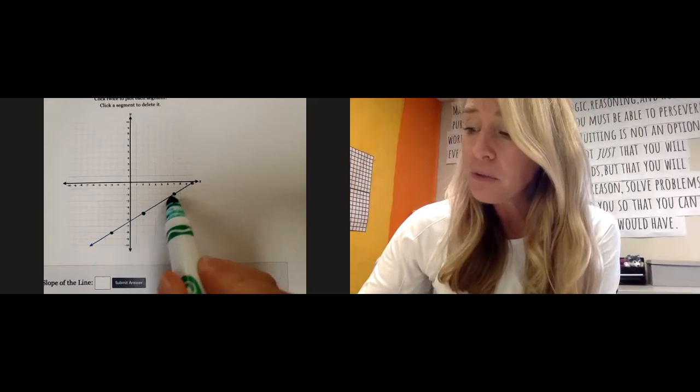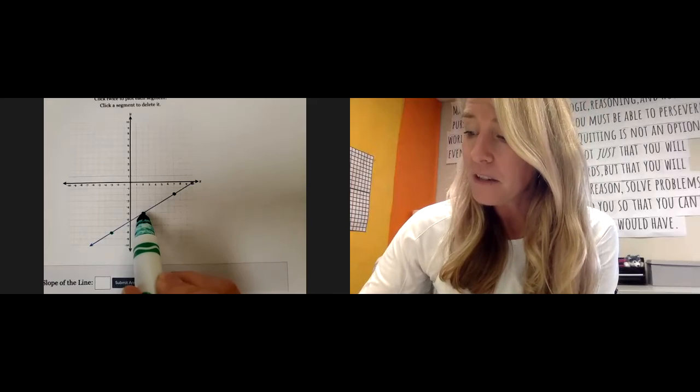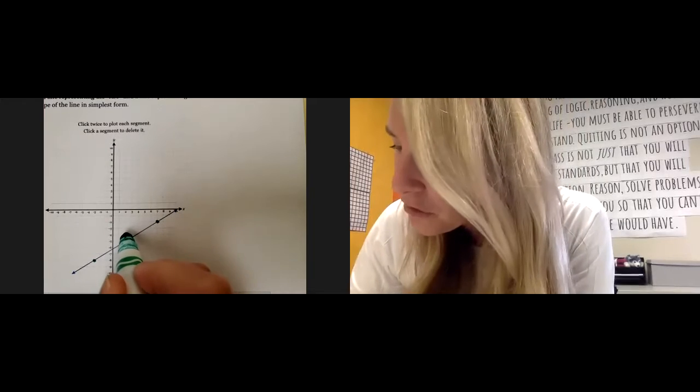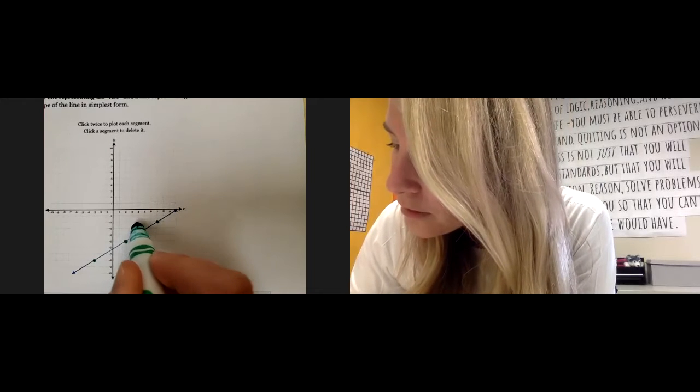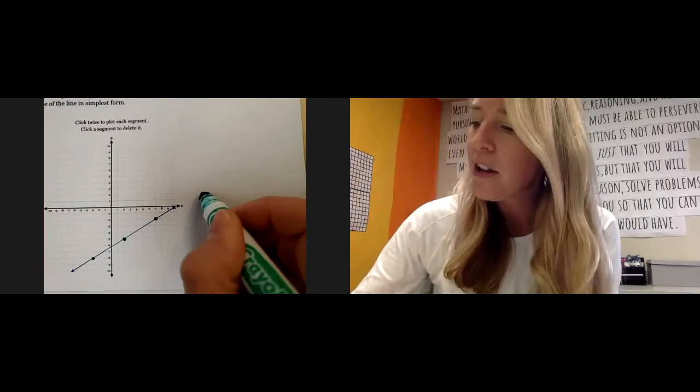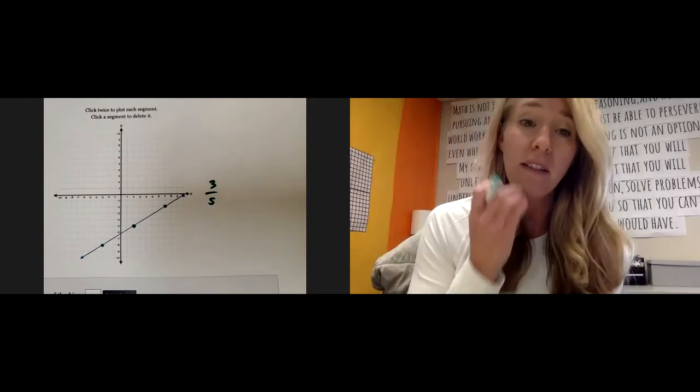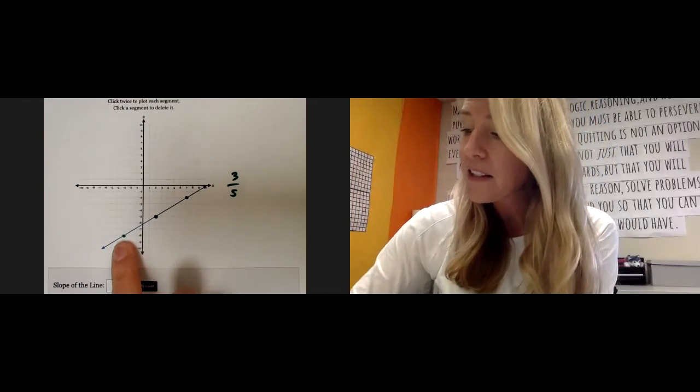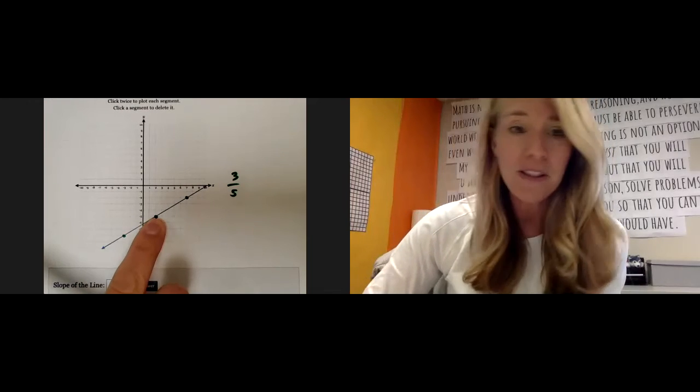So I'm going to compare these two dots. Okay, I'm going to pick the left dot, and I'm going to take the elevator up 3 lines and then over. I need to make sure I count right. 1, 2, 3 up, and then 1, 2, 3, 4, 5 over. So my slope is 3/5. It's that simple. If I counted these, I would go up 3 over 5. So it's the same thing, right?